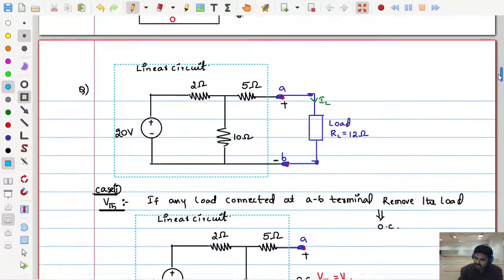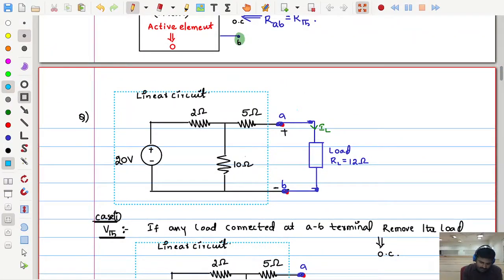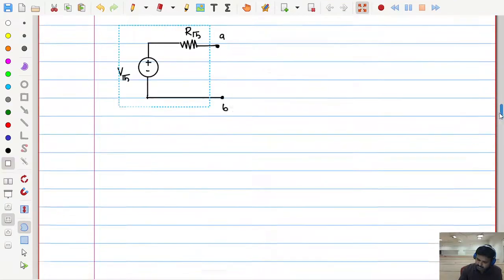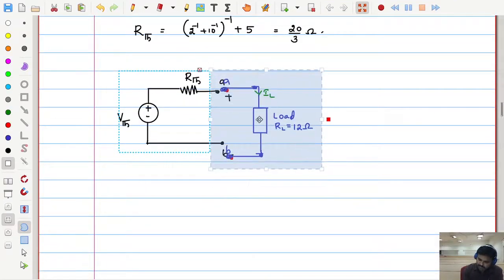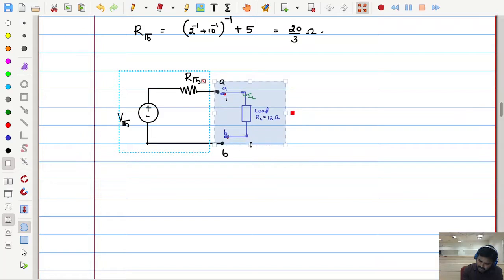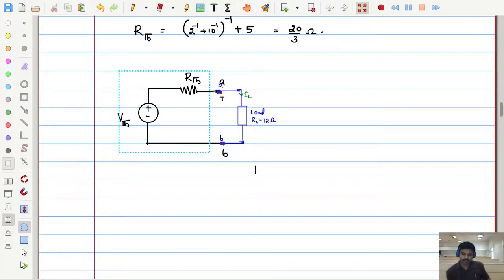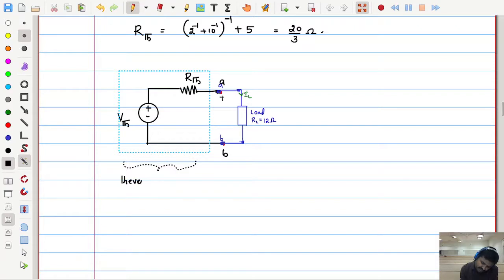So let us come back to our initial position, that one load was there initially, right? This load was there. Now let me connect back this load. Let me connect that load over here. So now once we connect this load, we can think of what will be the current through this load. Now I connected our load. So this portion we call Thevenin's equivalent circuit.